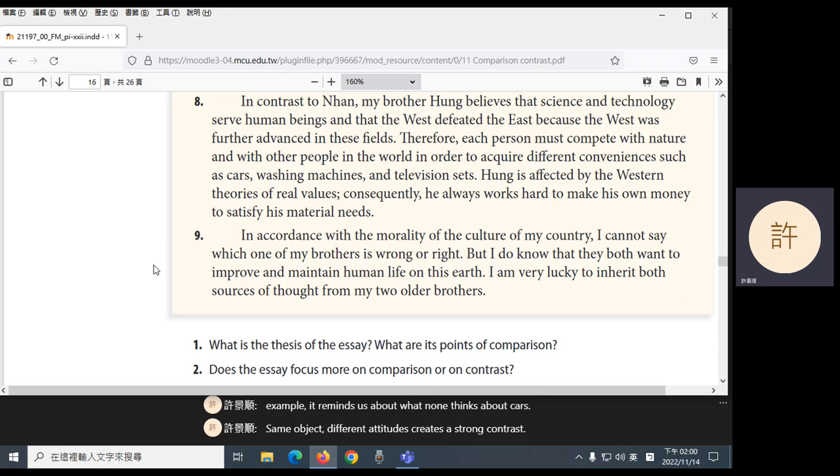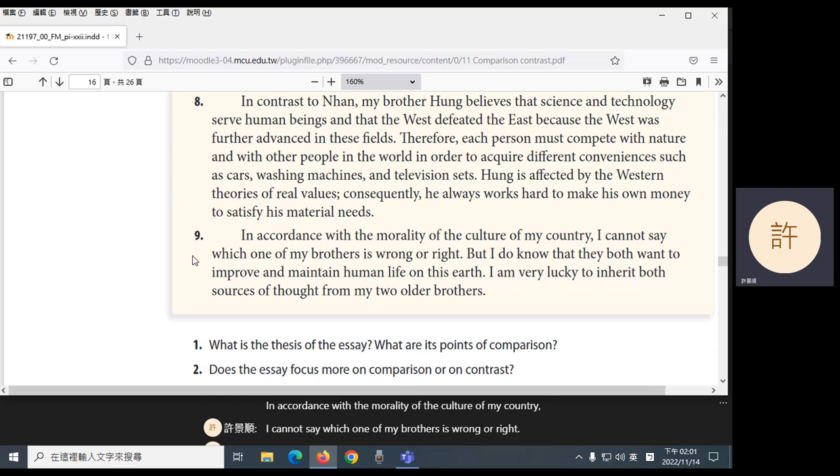So we have gone through the three points. We have talked about each brother's difference. Now the conclusion. What does the author want us to take away from this essay? In accordance with the morality of the culture of my country, I cannot say which one of my brothers is wrong or right.